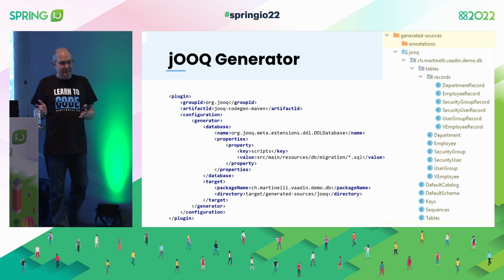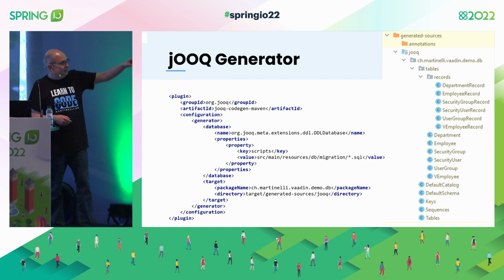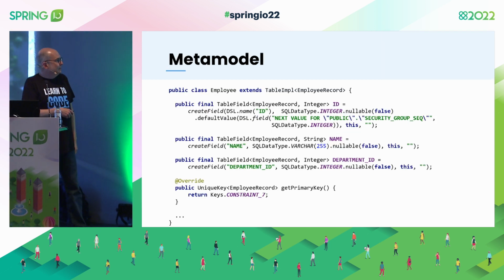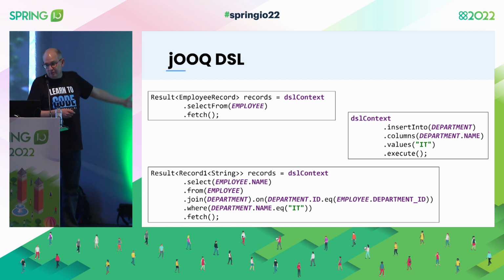And the cool thing about that, you can use that later on to write code. So that's on the left-hand side, you see what's generated. And this is not very interesting. I skipped that, but that's jOOQ.